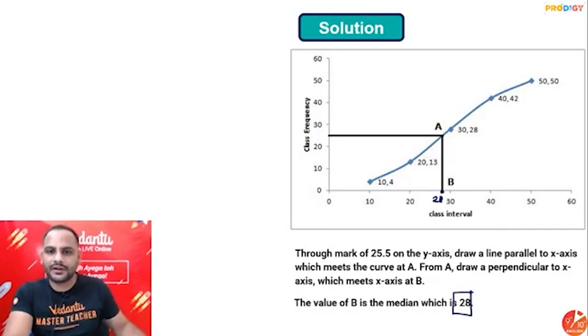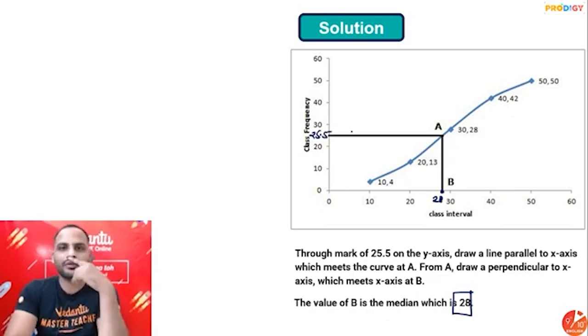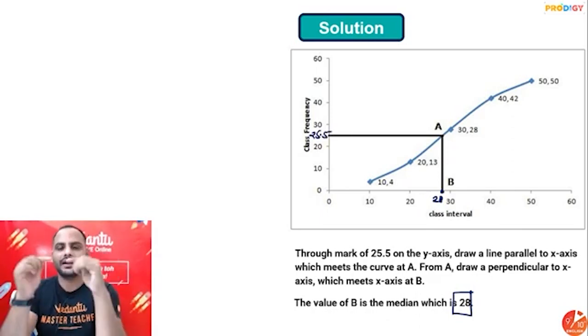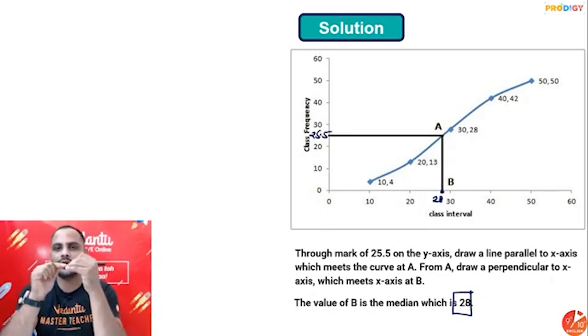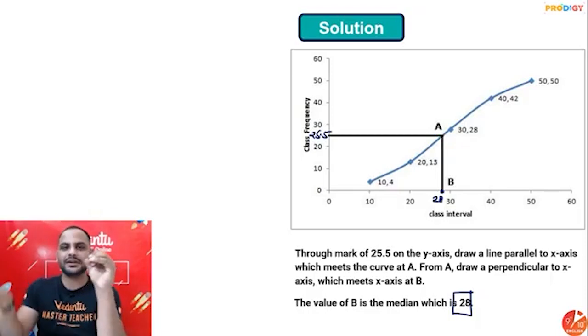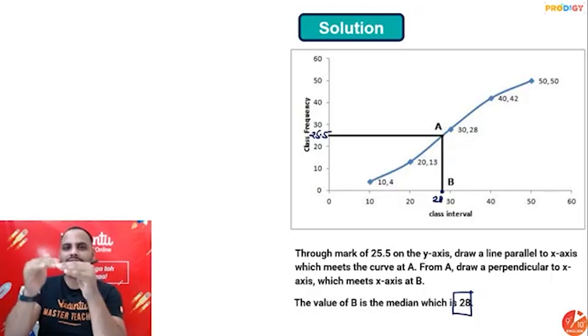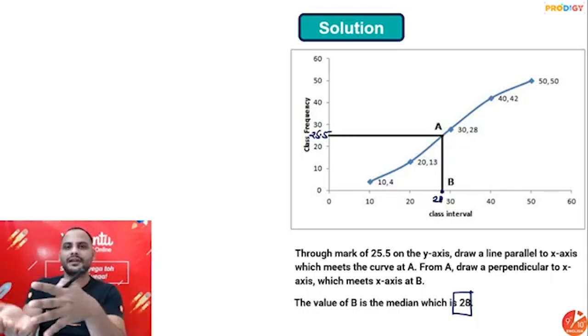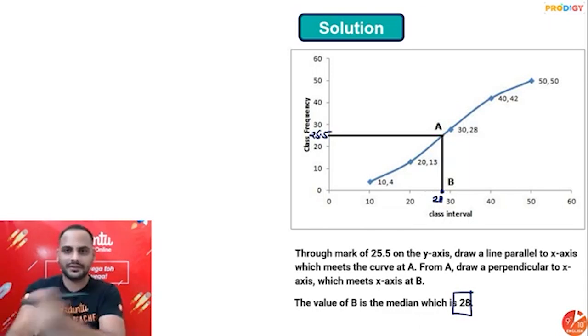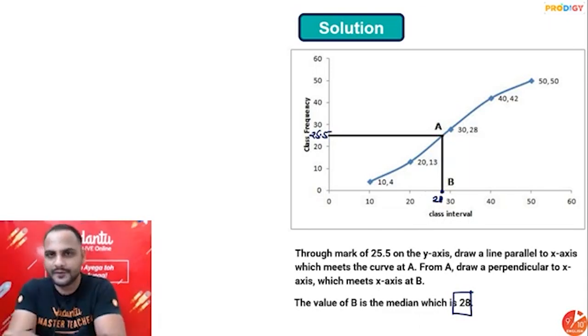And here you have taken it from 25.5. Now you must be thinking, sir, in the graph, how do we know where is 25.5? There is one point of 25, one point of 26. Just draw a line in between that. Obviously, it will be a nearby answer, so don't worry too much about it.